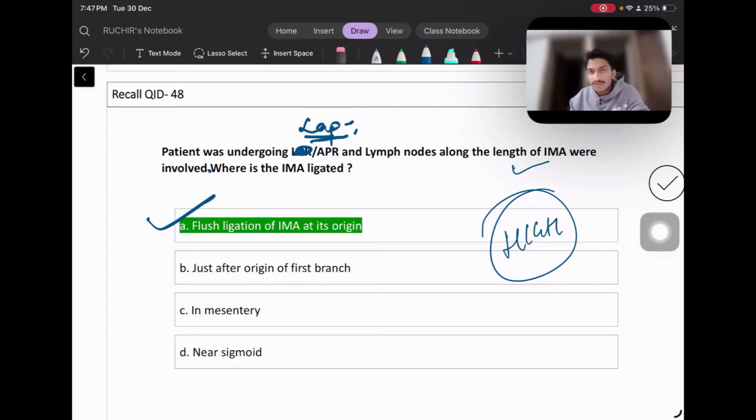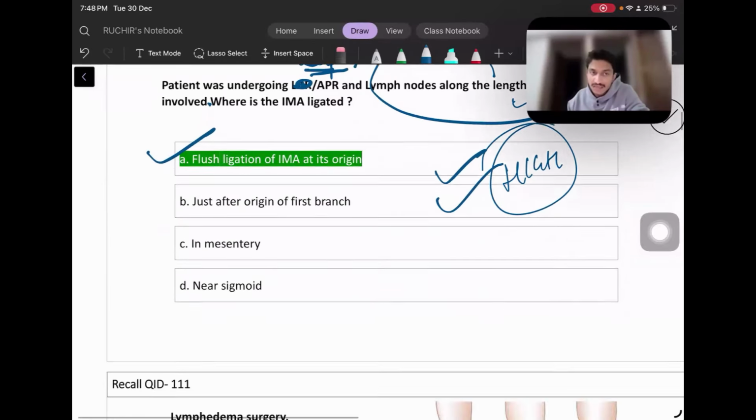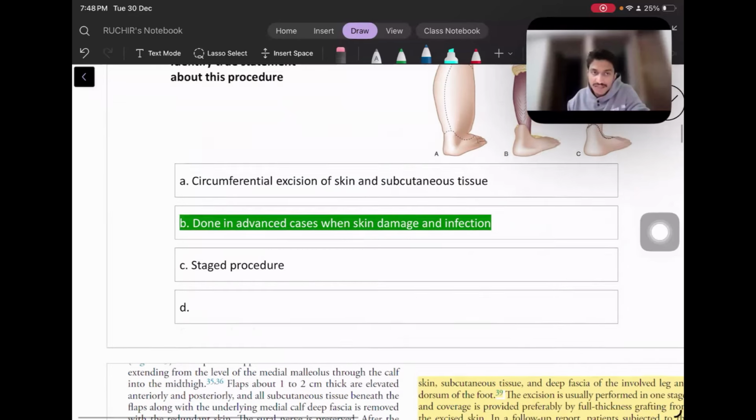If you do it before that, just at the origin from the aorta, that is high ligation, and that is what should be done in the case here, wherein lymph nodes are present along the IMA. So here the answer is flush ligation of the IMA at its origin. This is a very simple concept, and that is also what we routinely follow in our clinical practice. So here there is no discrepancy in this. The answer would be flush ligation of IMA at its origin.